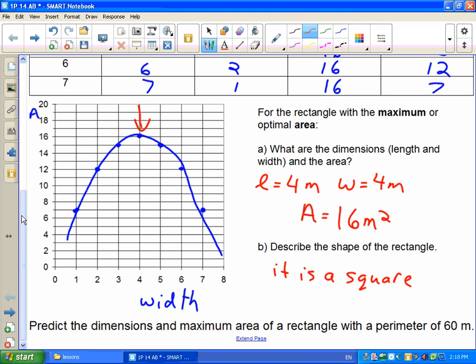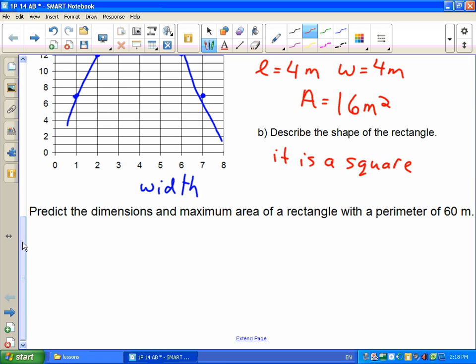Okay? So if you want to make a rectangle that has the maximum possible area, you're going to make your dimensions, and you can change the length and the width. You're going to want to make your length and your width as close to the same as you can. You're going to want to make a square if you can.